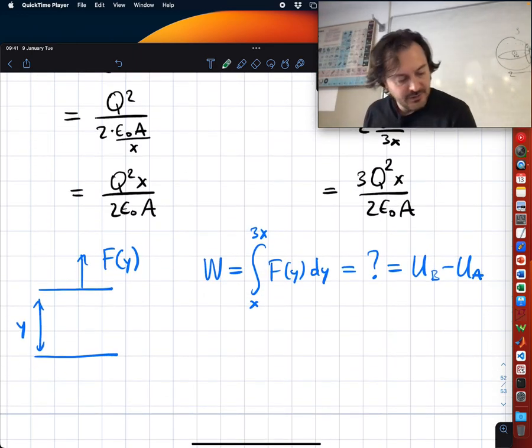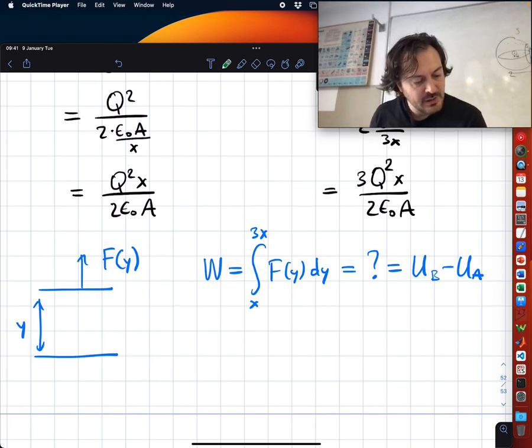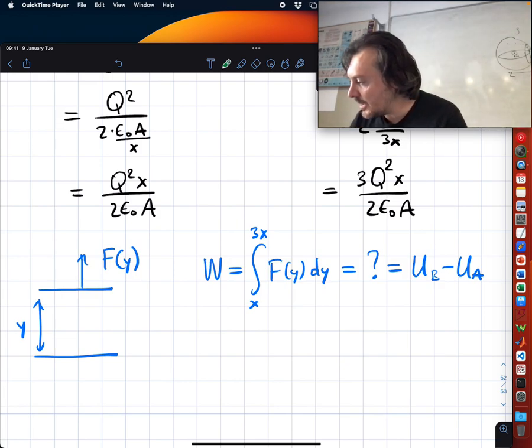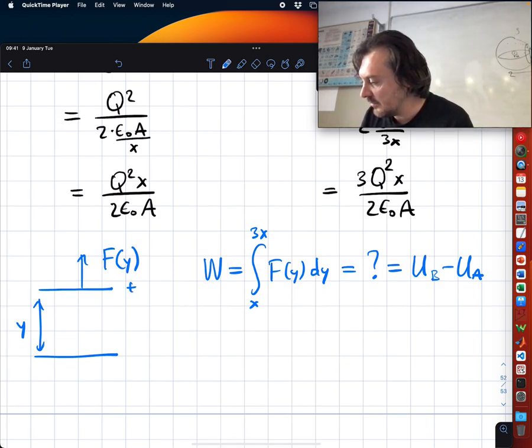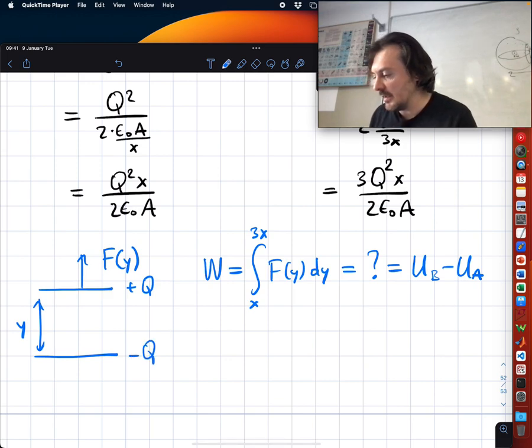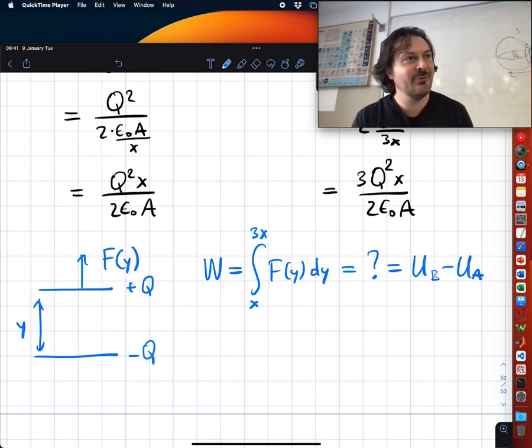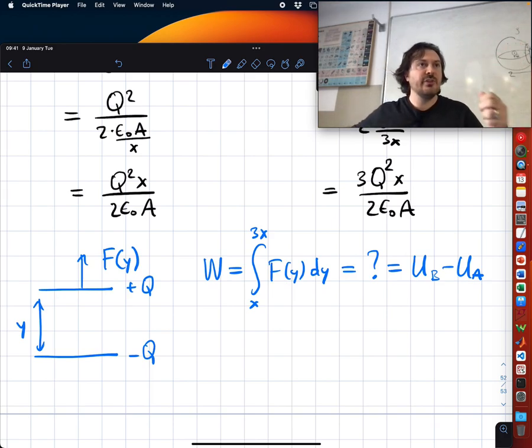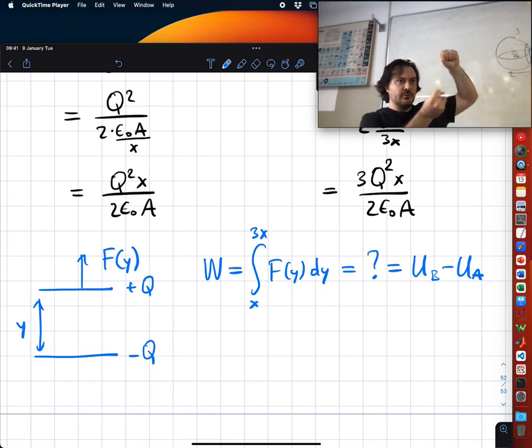The tricky part here is to find Fy. Finding Fy here is a bit tricky. Can you find Fy? How would you find Fy? Fy is the force I need to apply to make sure that I can separate these capacitors. Yes. Maybe we can find force from electric fields. Yes, very good.